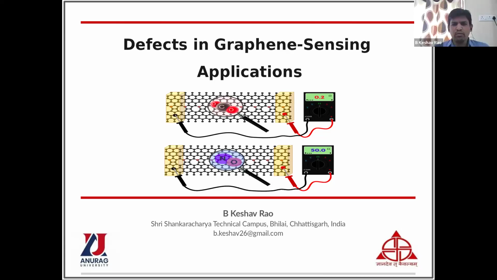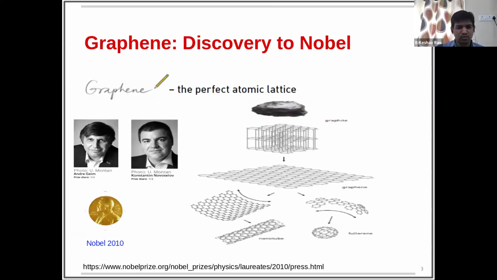So before reaching the sensing applications, the talk will start by looking at the impact of defects in graphene. As we know, graphene was discovered in 2004 by Geim and Novoselov, and was awarded the Nobel Prize in 2010. These are the different allotropes of carbon: in the form of graphene sheets, ribbons, nanotubes and fullerene. So different allotropes are obtained.